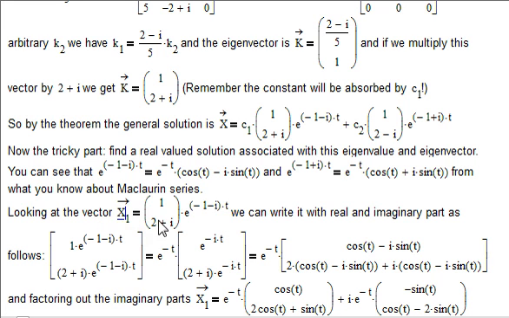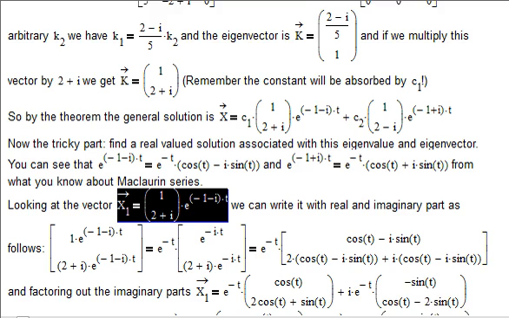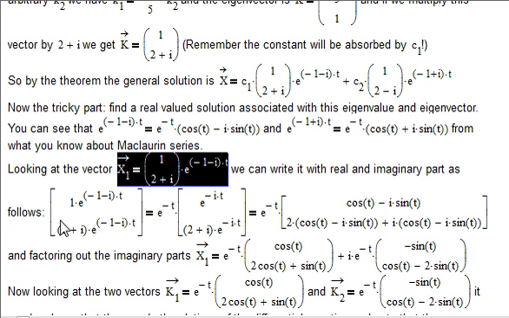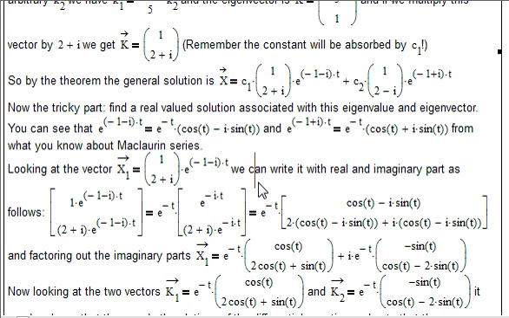So looking at just this vector, we can write it with real and imaginary part. See, e1 times e to the lambda t, 2 plus i times e to the lambda t, that's just taking this and multiplying it by each of these terms. And then e to the negative t factors out of that, so it's e to the negative t, and then this is e to the negative it, this is 2 times e to the negative it, and then plus i times e to the negative it.